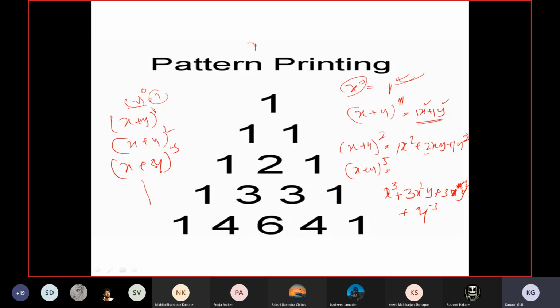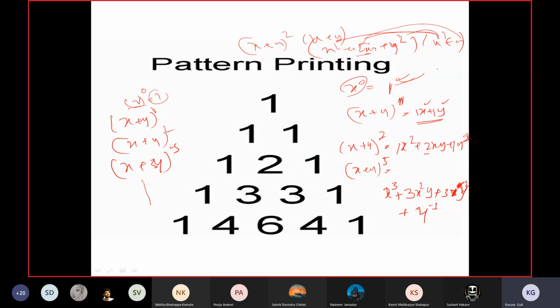Because it is nothing but x plus y whole square into x plus y. And you already know this is x square plus 2xy plus y square. Multiply this with x plus y, and if you multiply the individual terms, one term will give x cube and one term will give y cube, and then x y square and x square y. Is it okay?